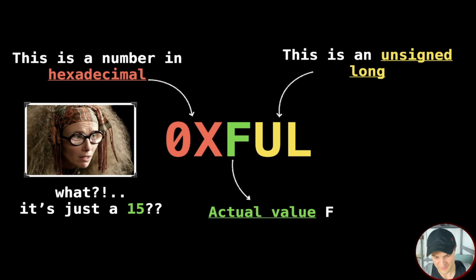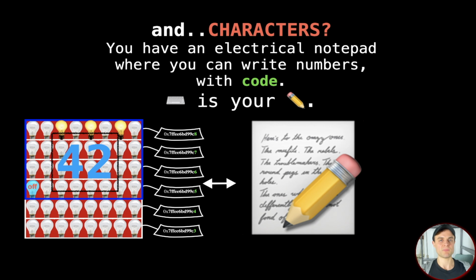For example, if you watch this number as a beginner, this seems super cryptic, but it's silly. You just have to deconstruct it step by step. And that's all there is, my friends. Now we jump into a very important topic, which is the one of characters.